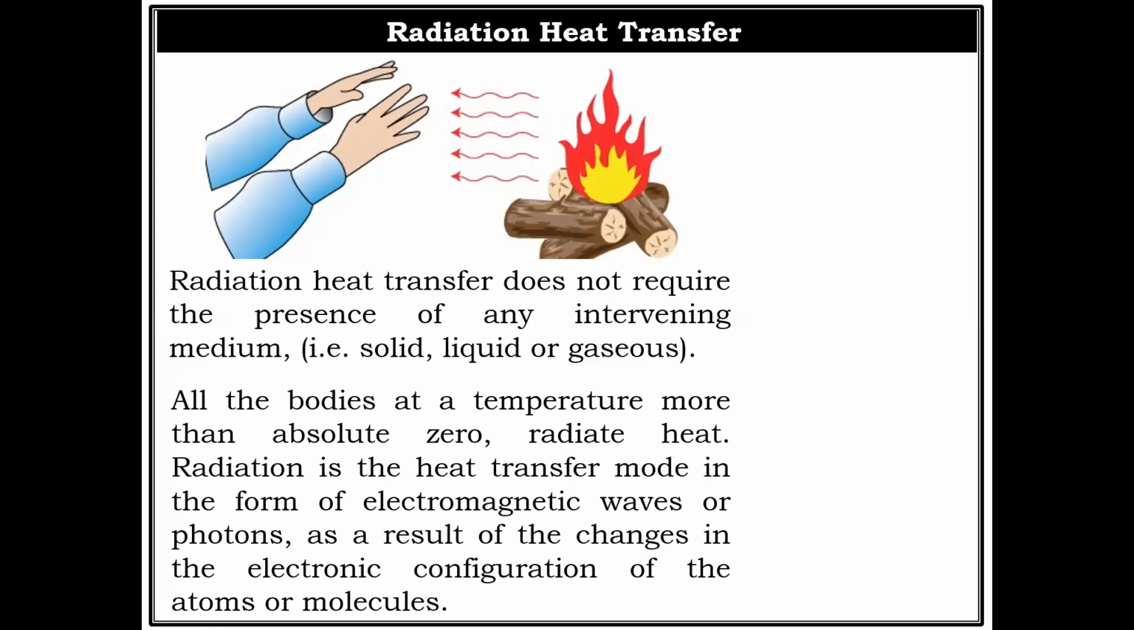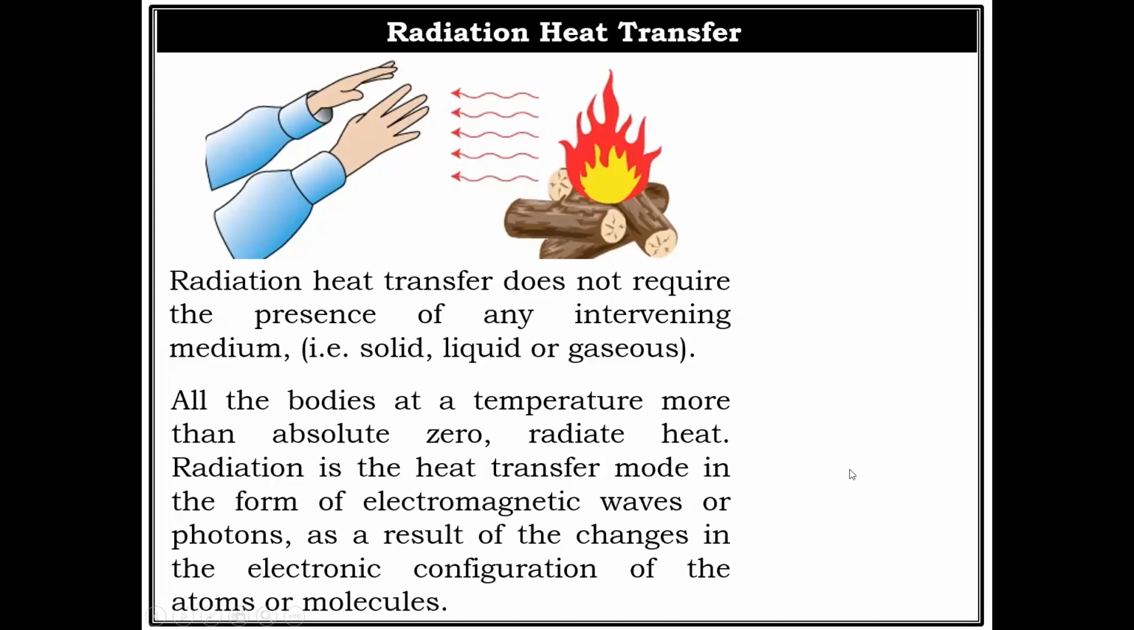All bodies at a temperature above absolute zero radiate heat. We may think that 0 degrees centigrade means so cold that it is not radiating any heat. That is not the case. Any body above absolute zero will definitely radiate heat. Radiation is the heat transfer mode in the form of electromagnetic waves or photons as a result of changes in the electronic configuration of atoms or molecules.